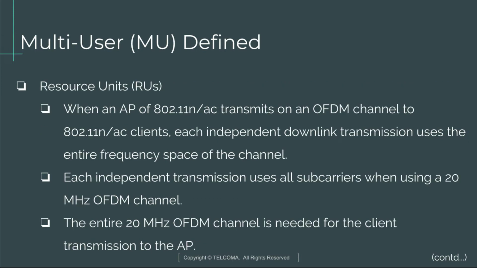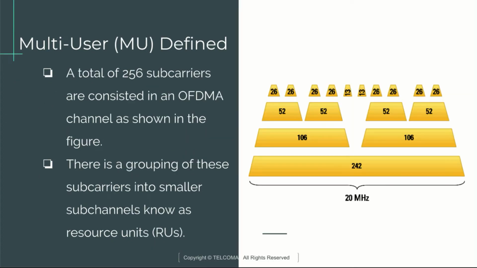Next is resource units. When an AP of 802.11n or AC transmits on an OFDM channel to 802.11n or AC clients, each independent downlink transmission uses the entire frequency space of the channel. Each independent transmission uses all subcarriers when using a 20 MHz OFDM channel. The entire 20 MHz OFDM channel is needed for the client transmission to the AP. A total of 256 subcarriers are contained in an OFDMA channel, as shown in the figure.